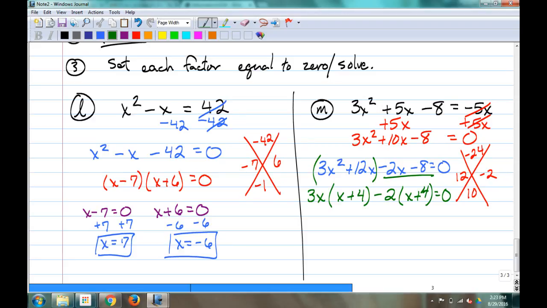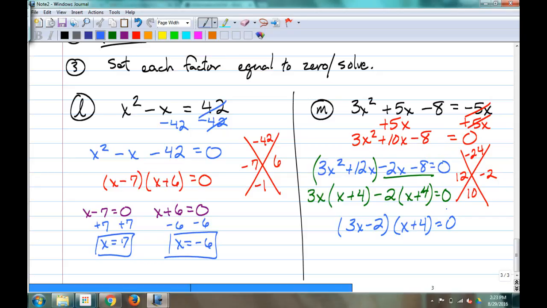Because that's, what do these two have? That's their GCF. 3 goes into 12 and itself, so that's the 3. They have 1x in common, so that's where the 3x up front comes from. Because that's the GCF of the first two terms. And then negative 2 is the GCF of these two terms. Now it's getting out in front there. And then we have 3x minus 2, x plus 4.